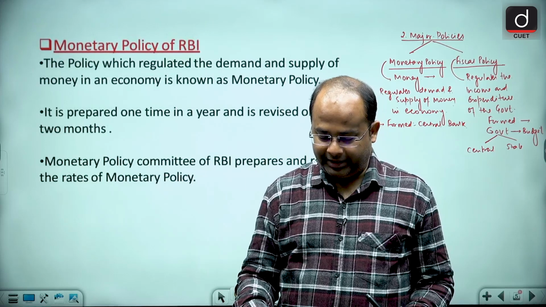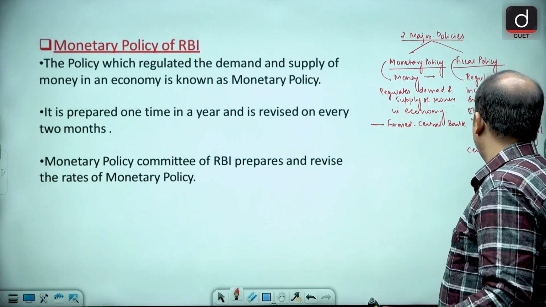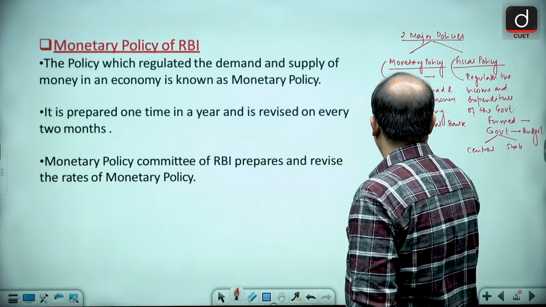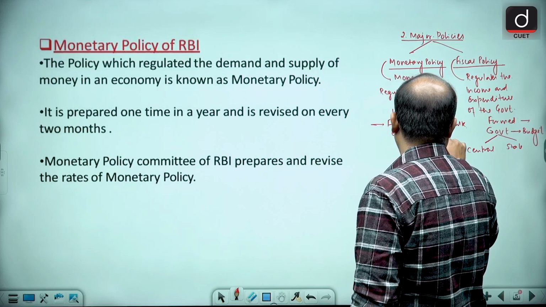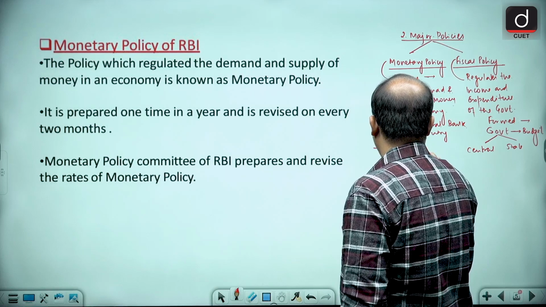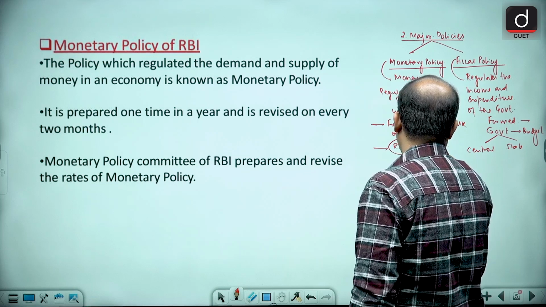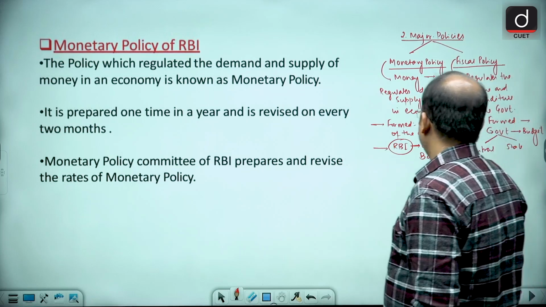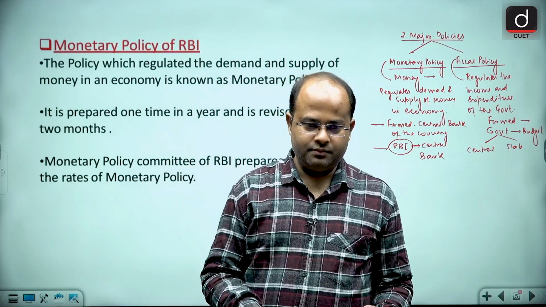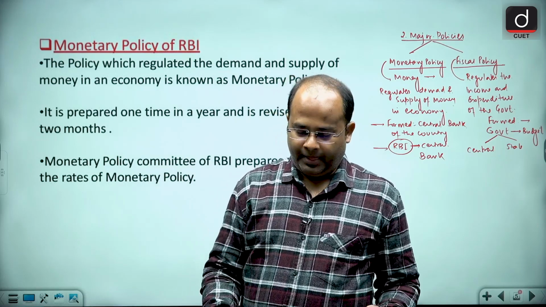Fiscal policy is in the form of budget, whereas monetary policy is always formed by the central bank of the country. And in India, the work of the central bank is done by RBI. So RBI performs the work of the central bank. It is done by the Reserve Bank of India. I hope it is clear to all of you. Is that clear, guys?